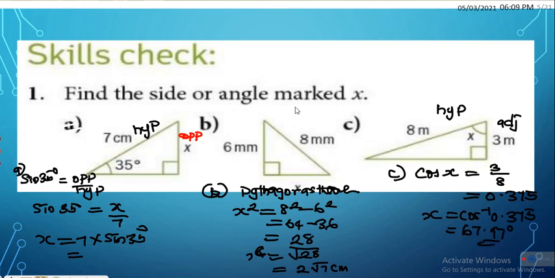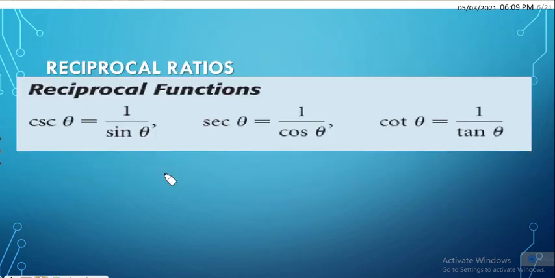Okay, so this is our elementary trigonometry, and of course you solve a right angle triangle by using SOHCAHTOA, or by Pythagoras theorem. So these are two methods of solving a right angle triangle. Now, those are the basic ratios that you know before, but we have reciprocal ratios.